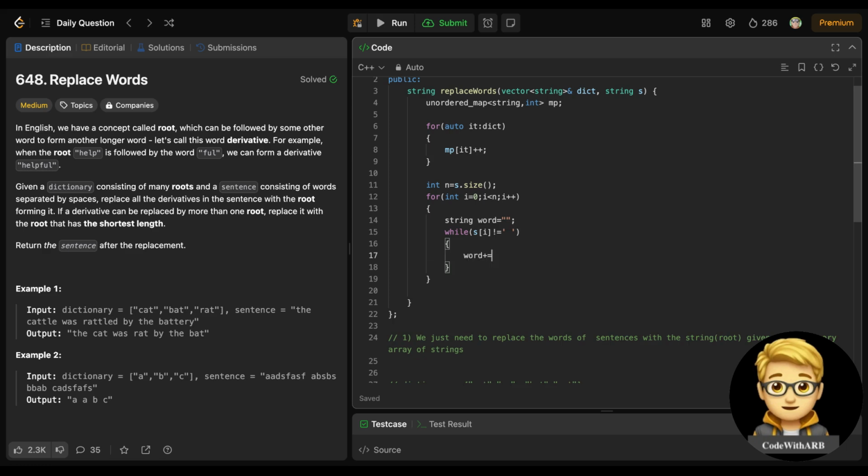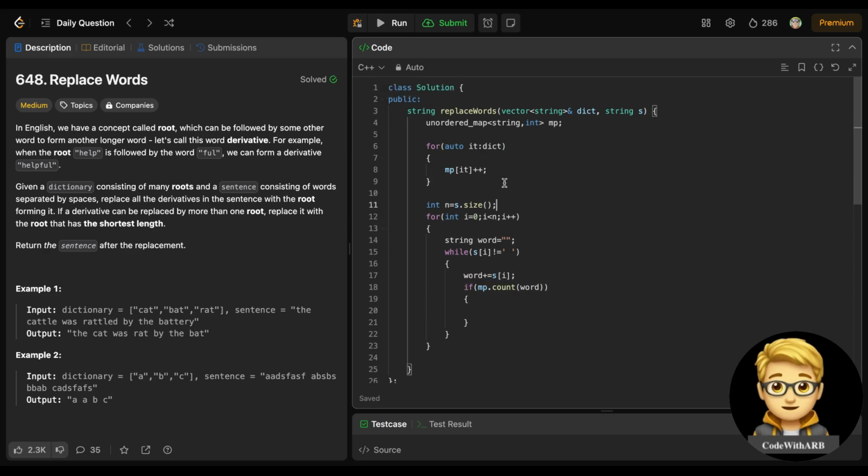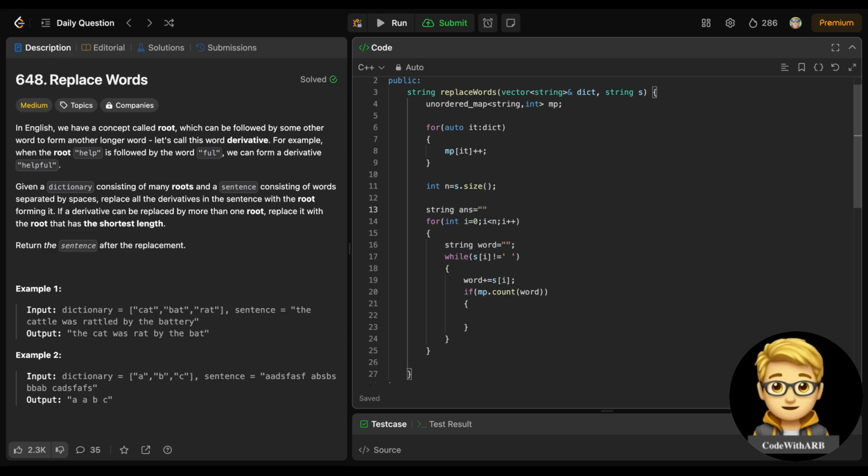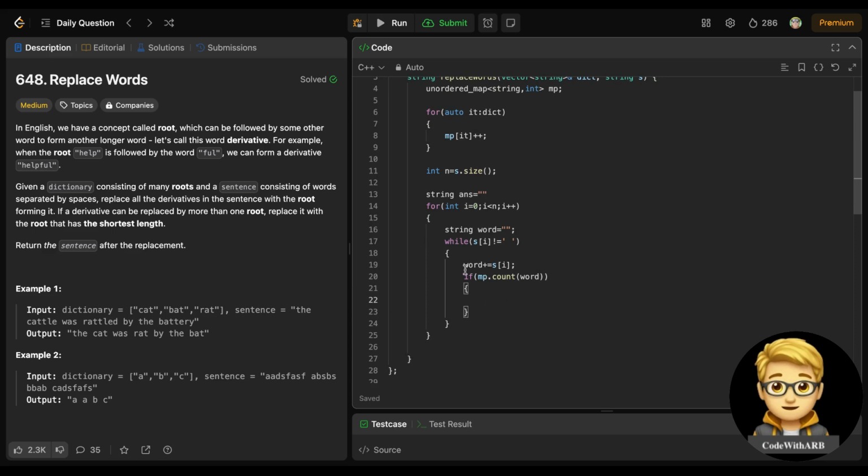So before that, I will add the character in this word, right? And also I need to check whether this word exists in my hash table or not, because I need to replace it if it is present in my dictionary array. Also I need to return a string answer, so I will use a string answer. If it is present, I will just replace this word with that word.